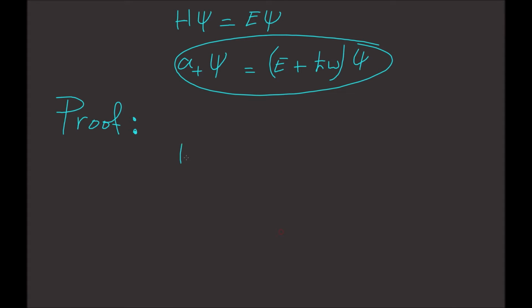So if we have the Hamiltonian A plus psi equals h bar omega A plus A minus plus 1/2.